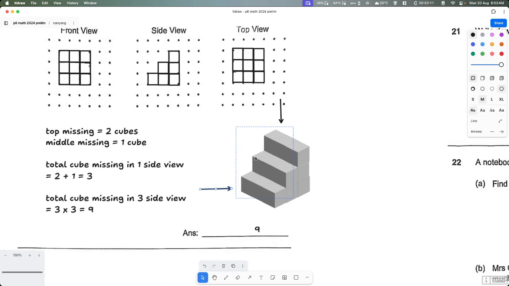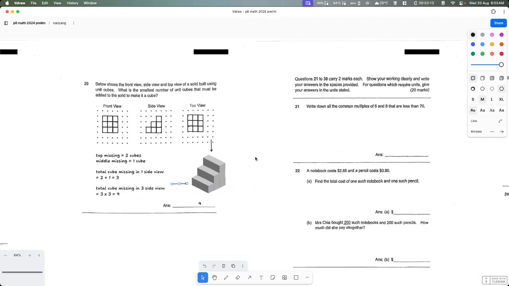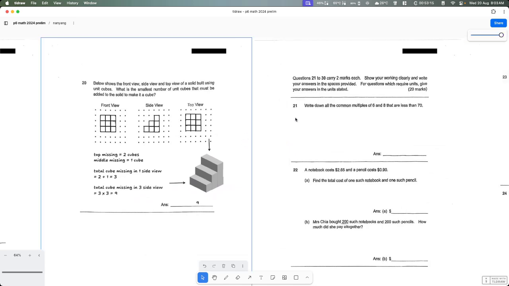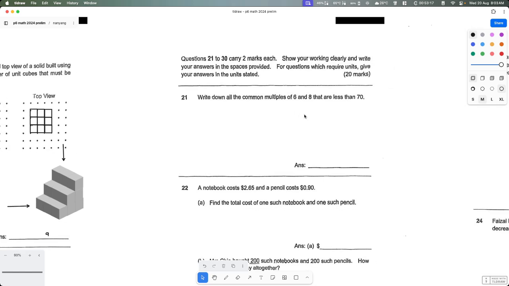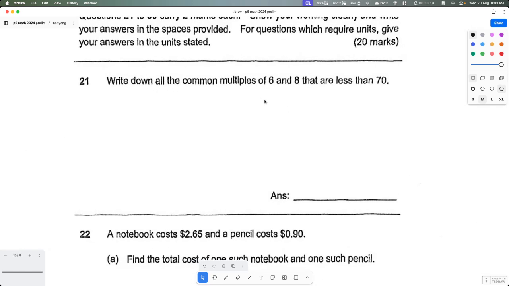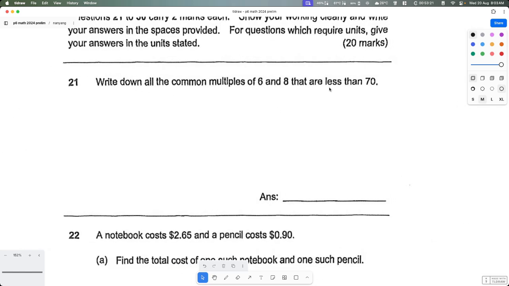Okay, all right, there you go. Let's move on to the next question. Question 21. Write down all the common multiples of 6 and 8 that are less than 70.